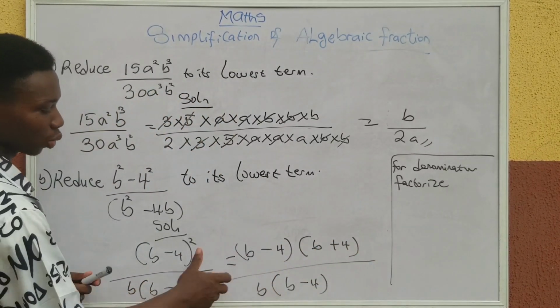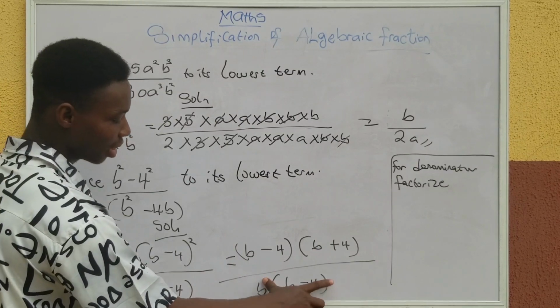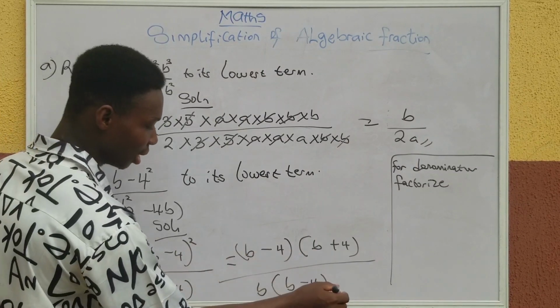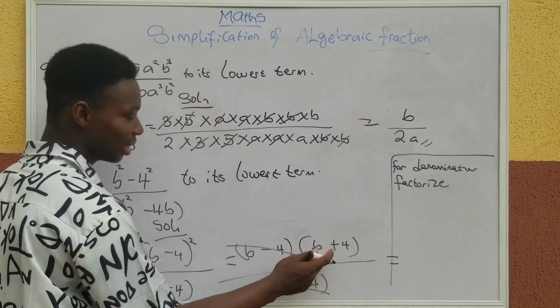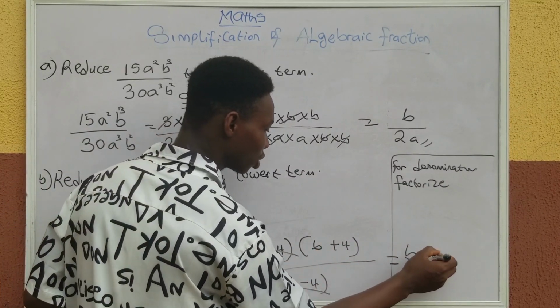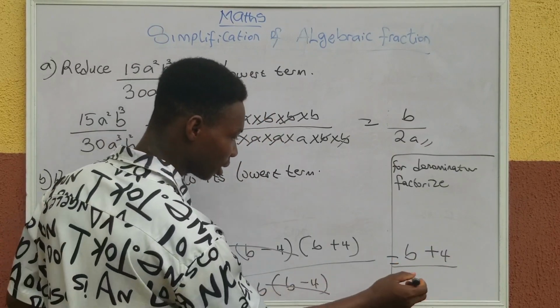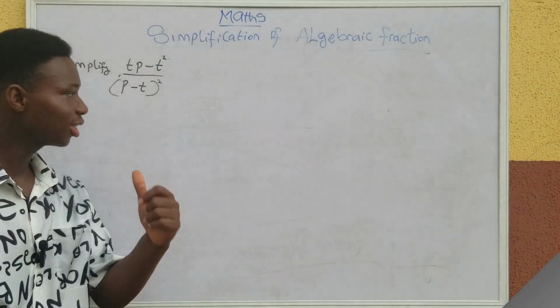When you check what we have here, we have this here and we have this, they are the same thing. This one here will cancel this here. So from here, our final answer is b plus 4 all over b. Thank you. This is the third question now.